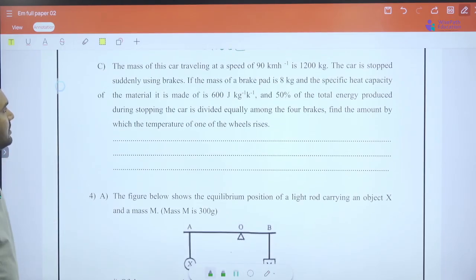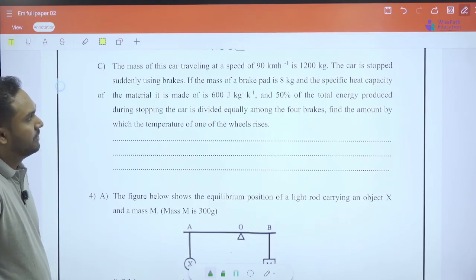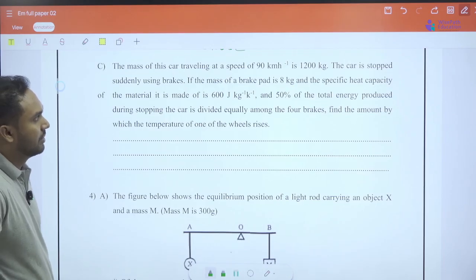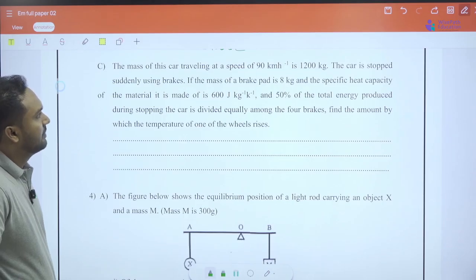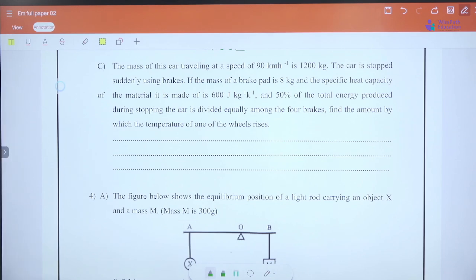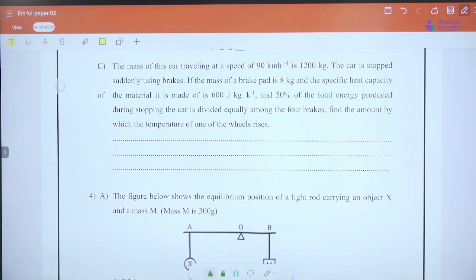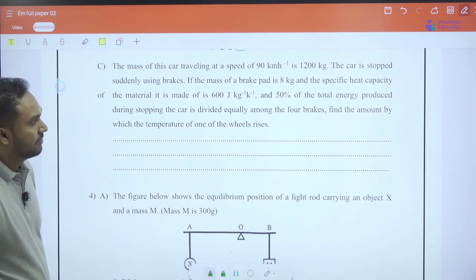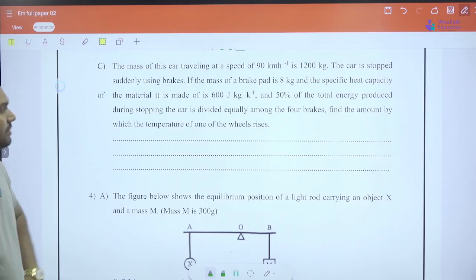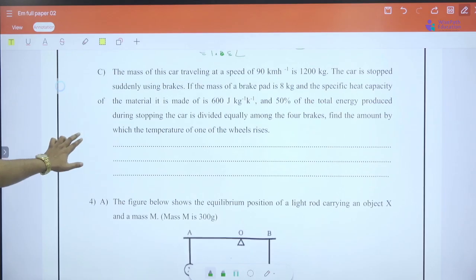The mass of a car that travels at a speed of 90 kilometers per hour is 1200 kilograms. The car is stopped suddenly using brakes. If the mass of a brake pad is 8 kilograms and the specific heat capacity of the material it is made of is 600 joules per kilogram per Kelvin, and 50% of the total energy produced during stopping the car is divided equally among the 4 brakes, find the amount by which the temperature of one of the wheels rises. That's a bit of a good question.